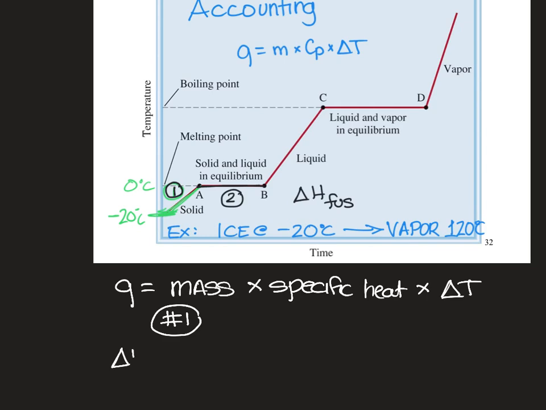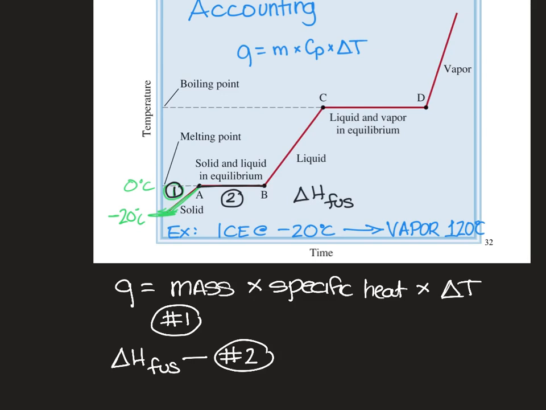For step 2, where I'm melting something, I would use heat of fusion, and I'm going to show you all this in just a second. But the heat of fusion is how much energy it takes to melt 1 mole of the substance. All right, back to my steps. So that's kind of what I have to do in my different steps, the first 2 steps.